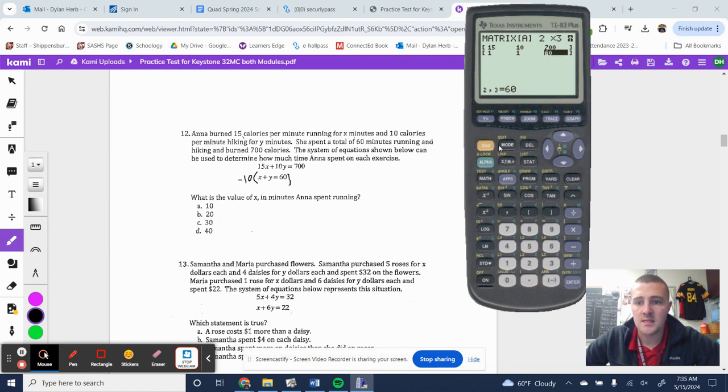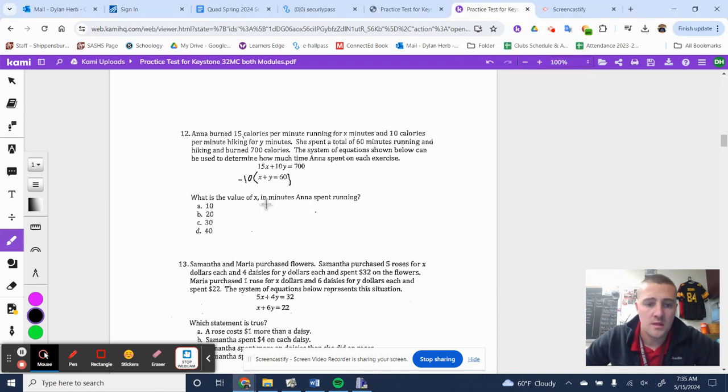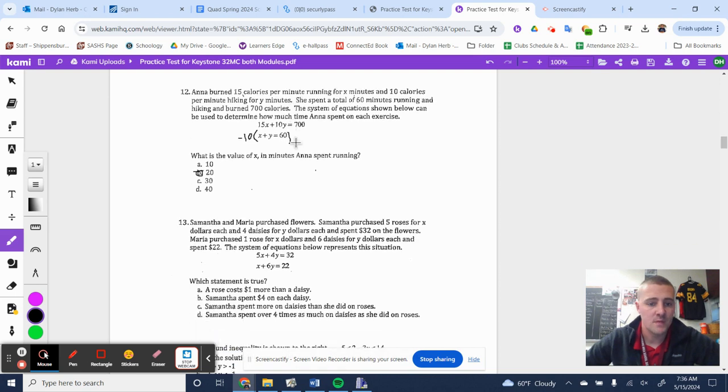Then we've got to hit second quit, so that's important. Then second matrix again, over to math and down to B that says RREF, and then click matrix again, hit enter, and the first line there says 1x plus 0y equals 20, or that x is 20 and y is 40. This asks me for x, so the answer would be 20, which would correspond to 20 minutes of running.